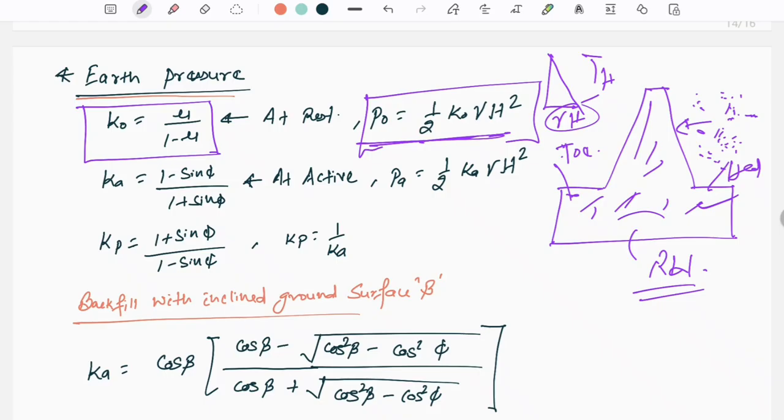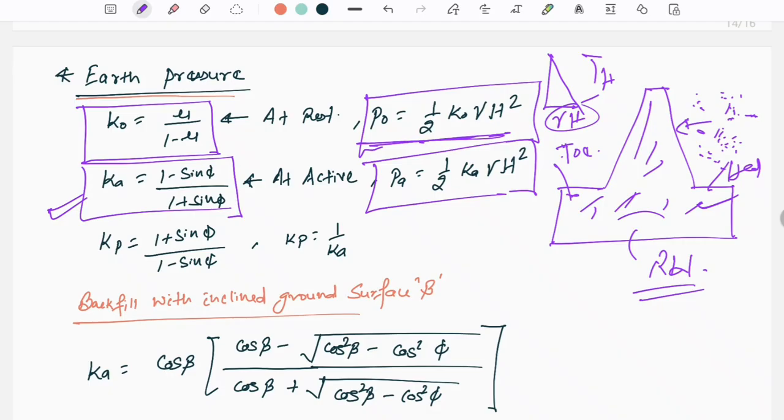In a similar way, when the soil is active, which means the wall is moving away from the soil, this is called the active case. In this case, the coefficient of active earth pressure Ka is equal to (1 minus sin phi) upon (1 plus sin phi), where phi is the soil friction angle. Basically it is 28 to 34 degrees. From here you can find out Ka, the coefficient of active earth pressure, and the pressure in the same way is 1 by 2 Ka gamma H square.